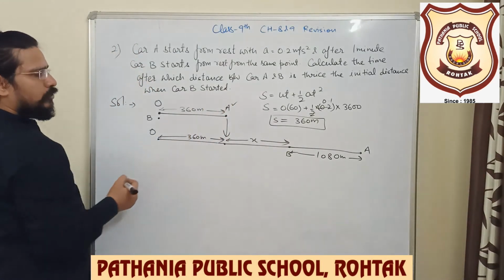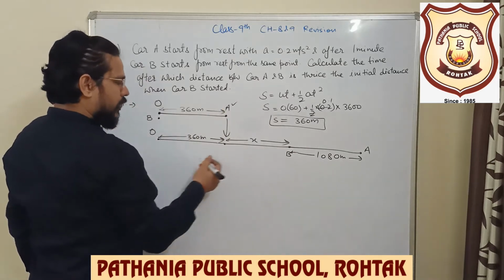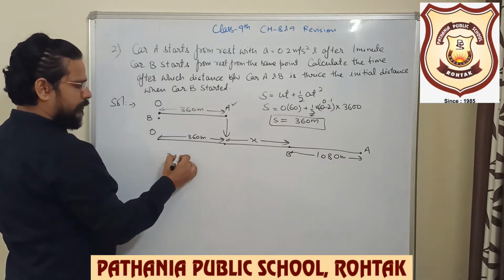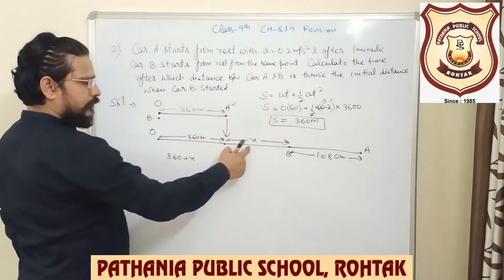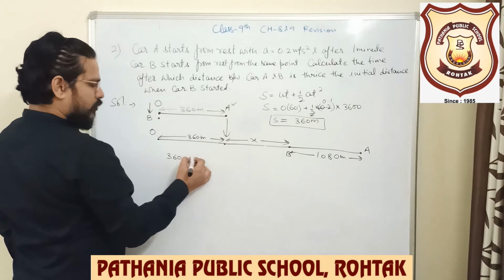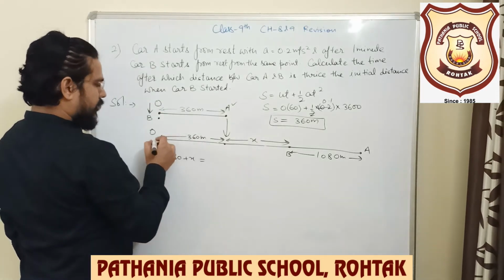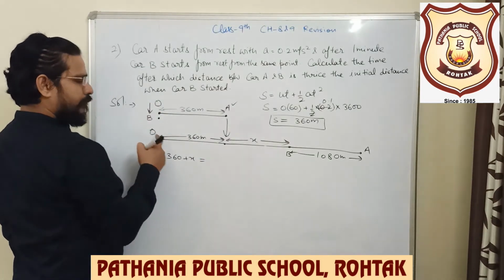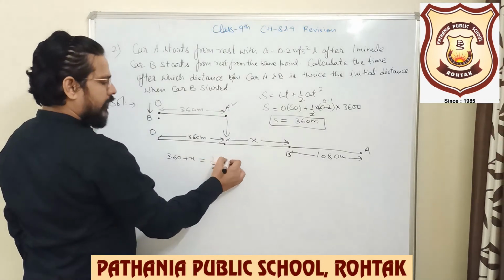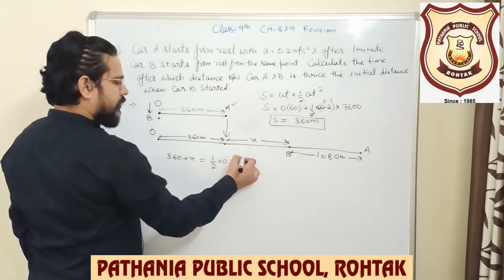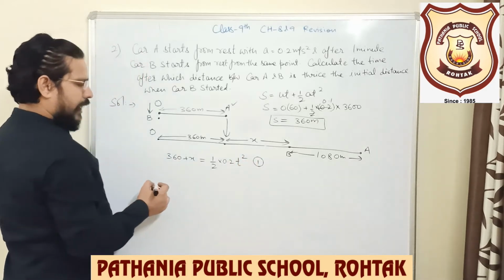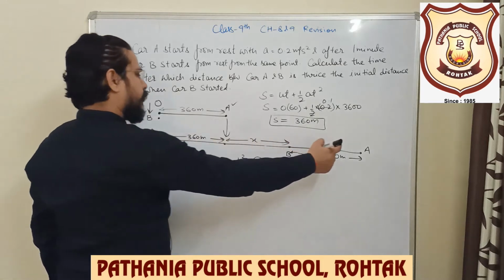Let us apply s is equal to ut plus half at square on car B. So for car B, the distance is 360 plus x, which is covered by car B because car B was here. So s is equal to ut, u is 0 for car B, so ut will become 0, plus half into 0.2 into t square. Let us say this is my equation number 1.